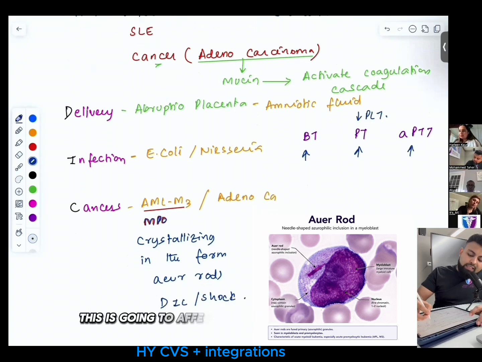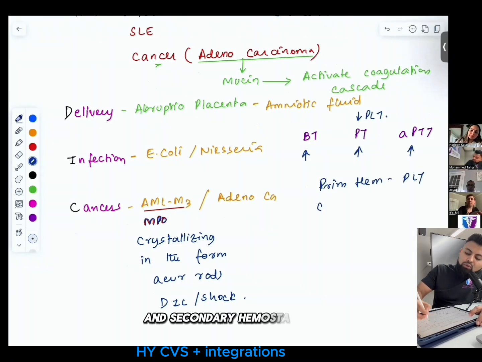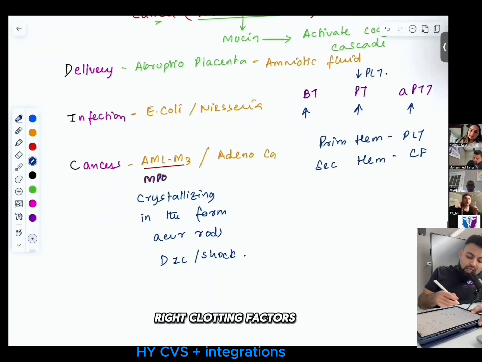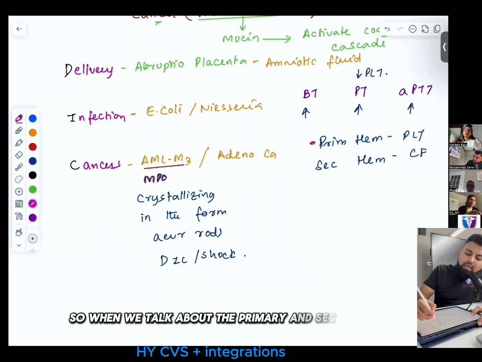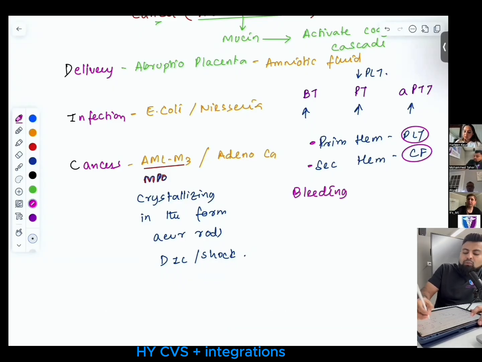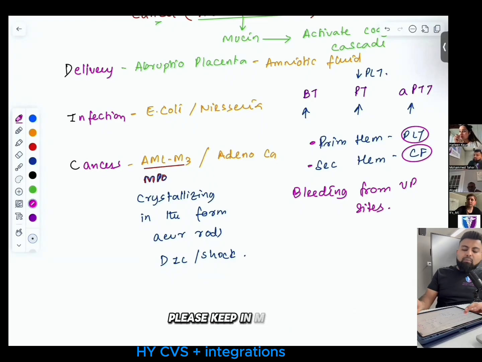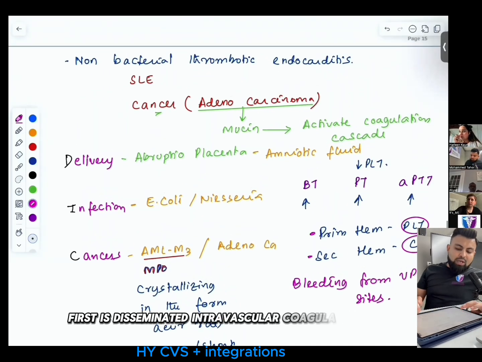This is going to affect both primary hemostasis, which is due to platelets, and secondary hemostasis, which is due to clotting factors. Right, clotting factors. So when we talk about the primary and secondary, both consumption of the platelets can happen and consumption of clotting factors can happen, right? Question talks about bleeding from the venipuncture site. Whenever they talk about this, please keep in mind first is disseminated intravascular coagulation, DIC.